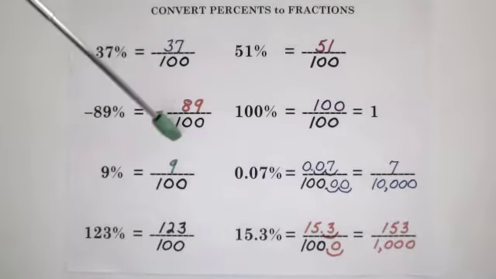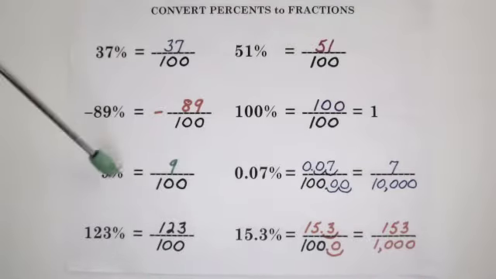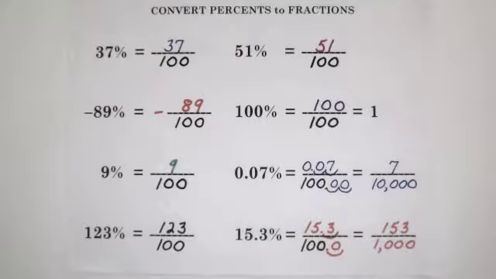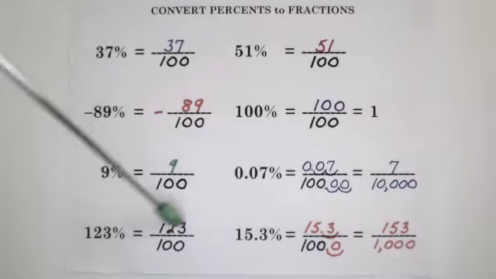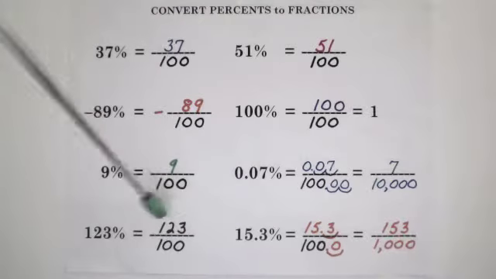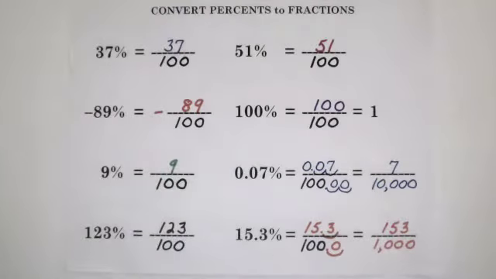9%. I write 9 as my numerator, and I represent the percentage sign as 100 in the denominator. Let's look at this example, 123%. I write 123 as my numerator, and I represent the percentage sign by writing 100 in the denominator. I have more than one whole. I have 23 parts more than one whole.